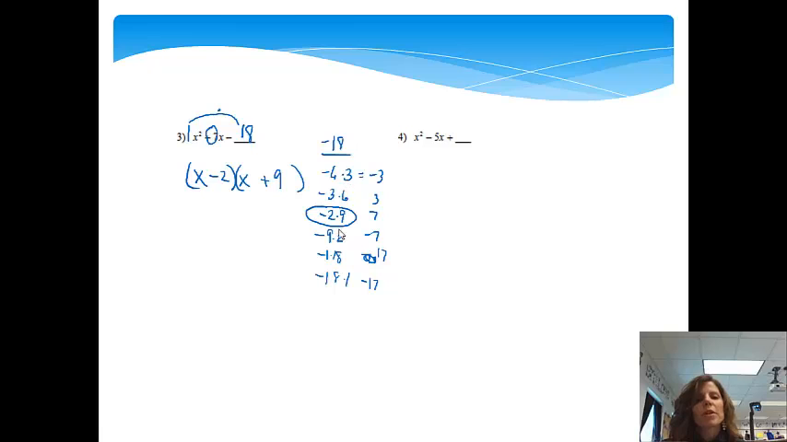You will notice I'm listing all of the choices. Once you get good at factoring, you can stop as soon as you find a choice that works. You don't have to keep listing all of the factors.